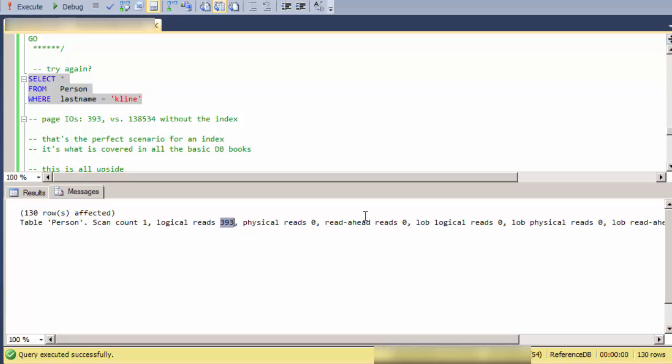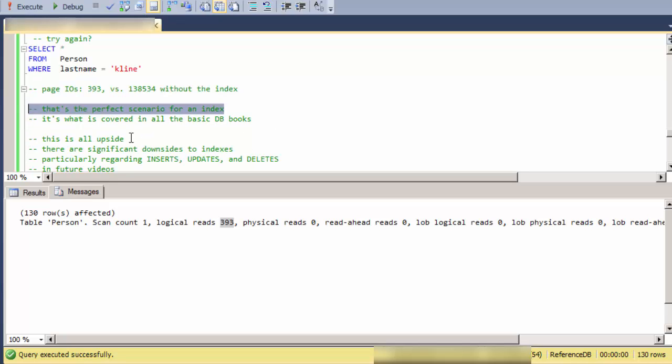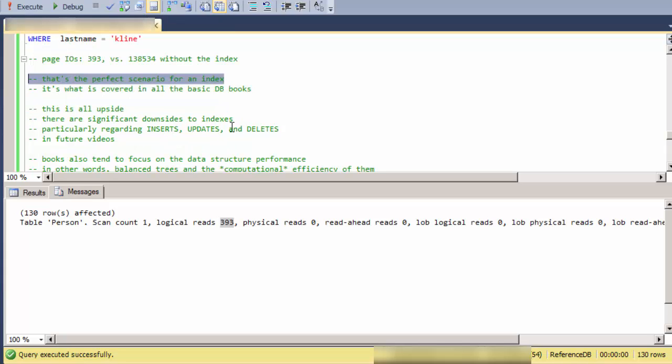Now you might be saying, well, they both come back in 0 seconds. Well, think about this on a dynamic database where these queries are happening 100 times a second or 1,000 times a second. If I can take each one of those and improve the speed by 1,000 times, it'll have an overall effect on the load of the server. So what I've just shown you is this perfect scenario for an index. I'm looking people up by last name, and I'm going to create an index that helps with that query. This is pretty much what's covered in all the database books, but it's really the perfect use case. It shows all the upsides of an index. However, there are significant downsides, particularly regarding inserts, updates, and deletes. Those indexes need to be maintained, so we'll investigate that in detail in some future videos.